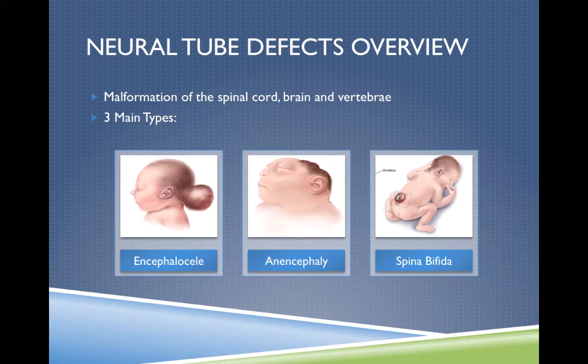First, I want to do a quick overview of the neural tube defects. They're a malformation of the spinal cord, brain, and vertebrae. There are three main types: encephalocele, anencephaly, and spina bifida.